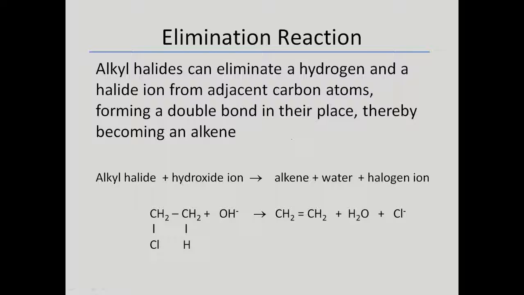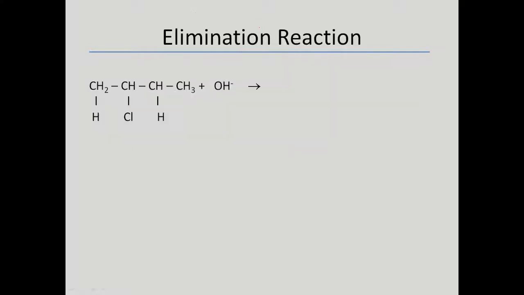So for example, here's our reaction, and I have my two carbons. One has a halogen, one has a hydrogen, and they'll undergo a reaction with a hydroxide ion, and this will give me my alkene, water, and a halogen ion. Now, when we have a reaction occur with an unbalanced alkyl halide.